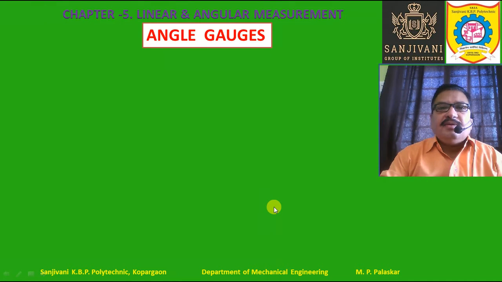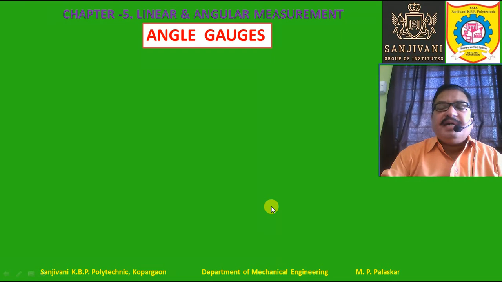Right now, let us study the angle gauges. In the previous sessions, we have studied the slip gauges and we have seen that slip gauges are used as standards for linear measurement. In a similar way, angle gauges are also used as the standards for angular measurement.